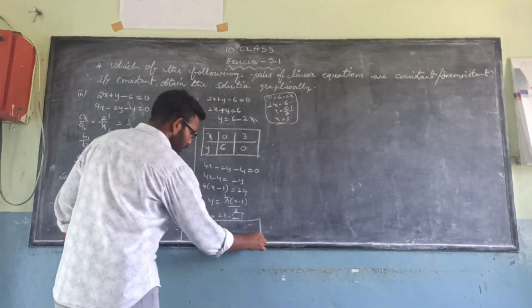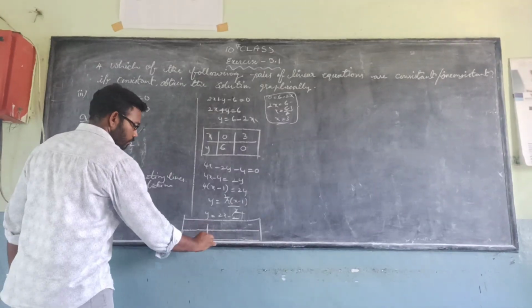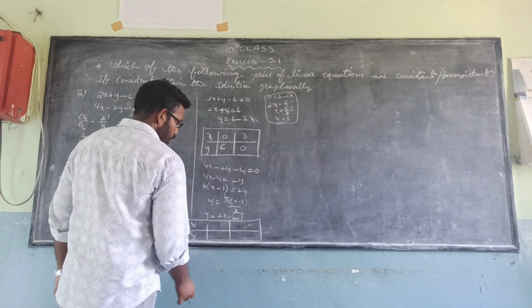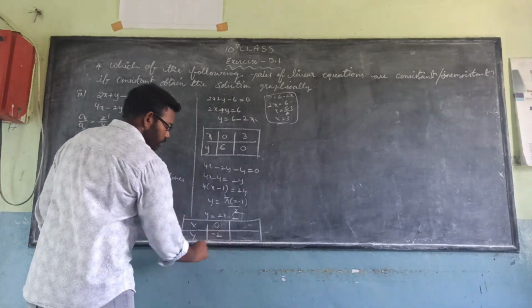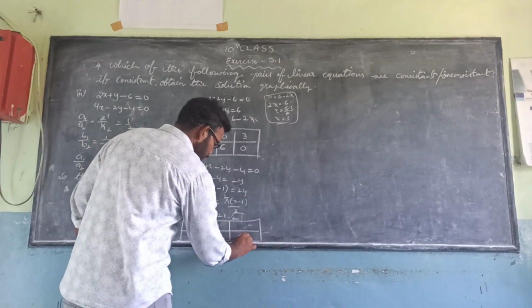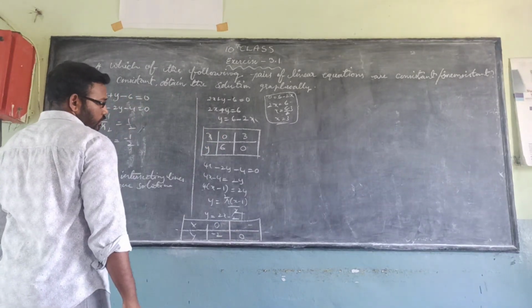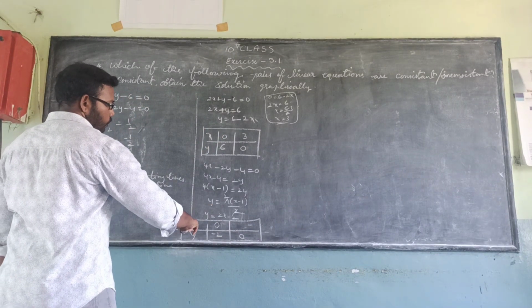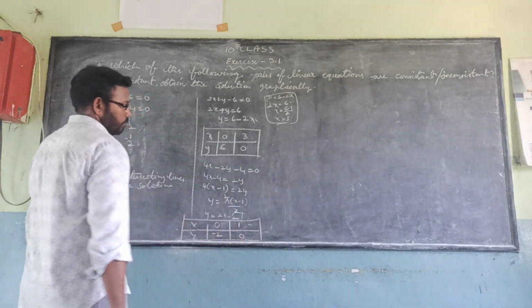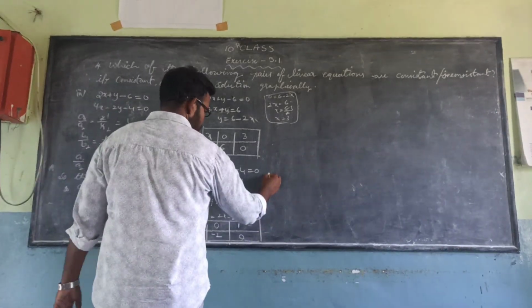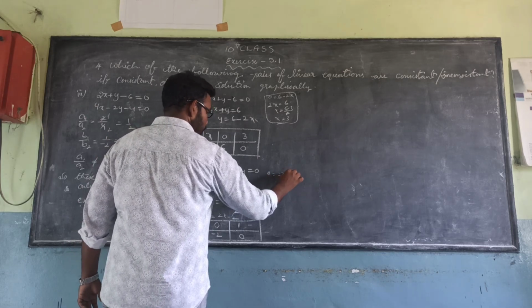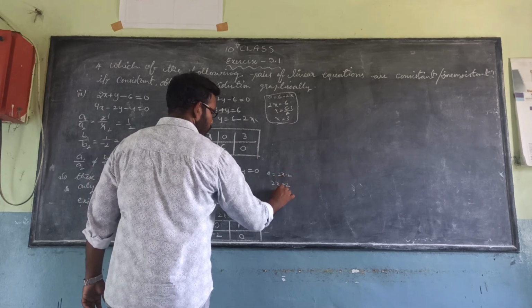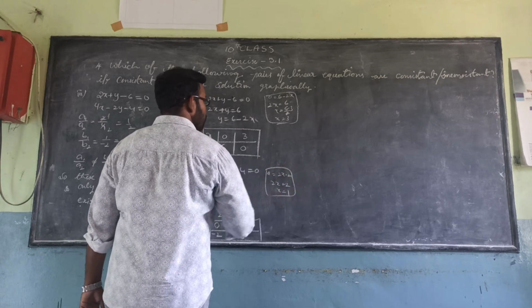So write the tabular form x, y. If you take x is equal to 0, then y is equal to minus 2. If you take y is equal to 0, then x is equal to 1. So how? 0 is equal to 2x minus 2, 2x is equal to 2, x is equal to 1.